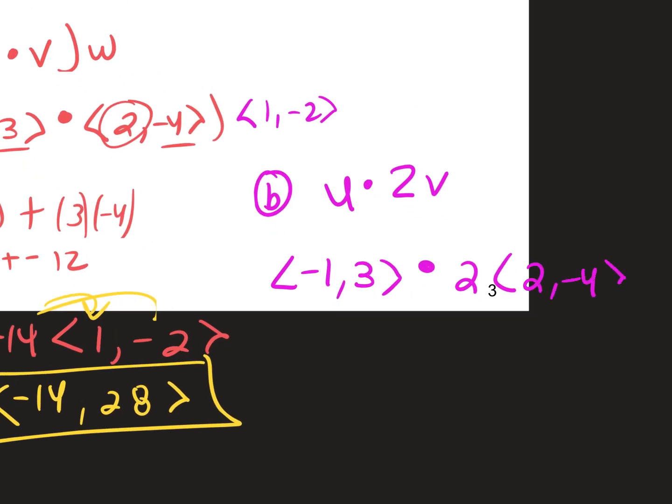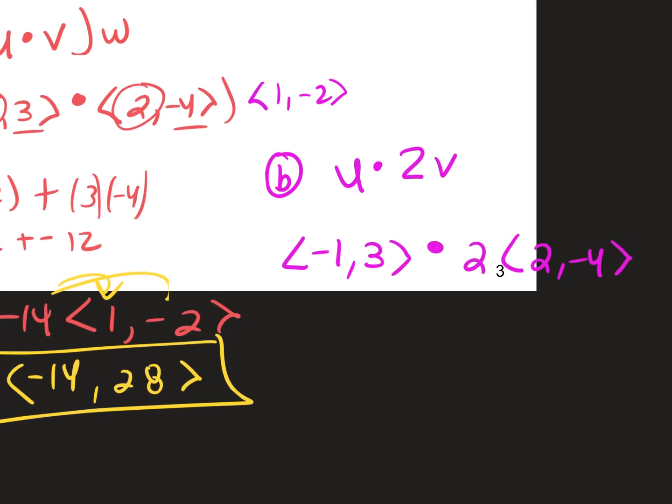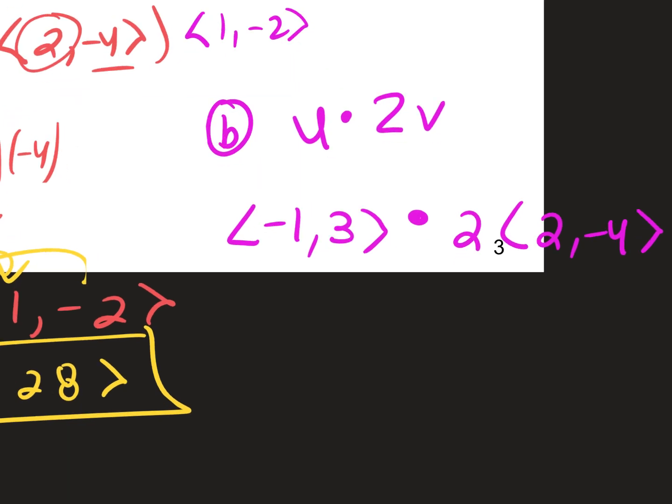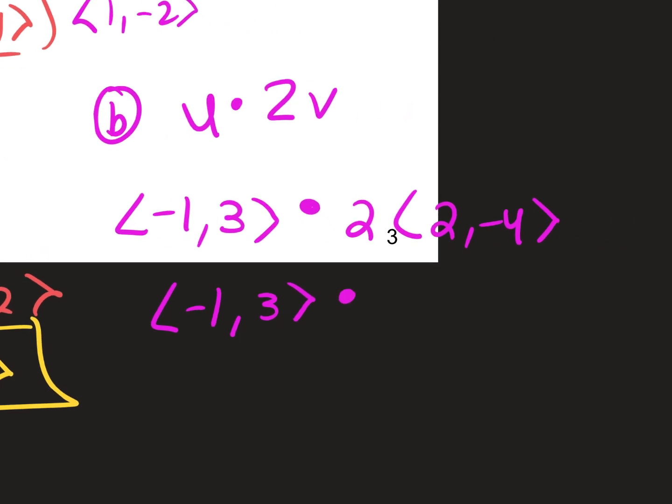Do you guys see the importance of writing out the vectors? Put it right in front of you so you can see exactly what you're doing. You don't want to keep going back and forth, looking up here, down there. You want to have it all right in front of you so you can just go ahead and find your answer. So I'm going to keep -1, 3 out here in front. And I'm going to distribute that 2 first. So 2 times 2 gives me 4, and 2 times -4 gives me -8.